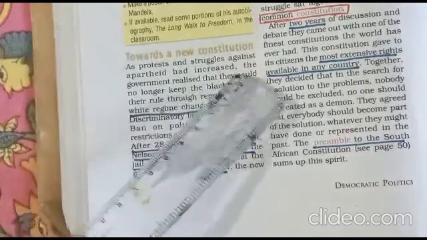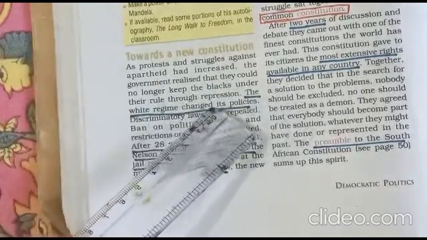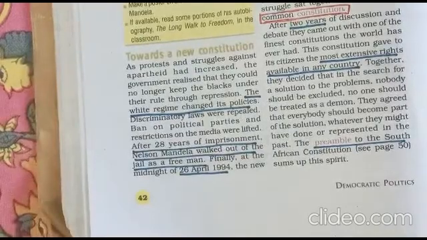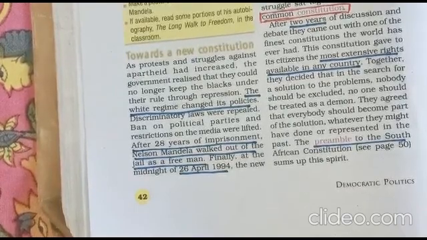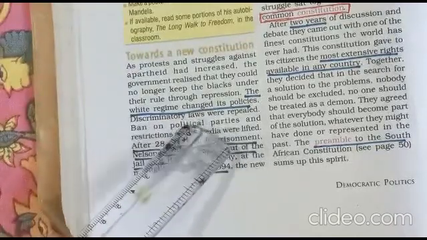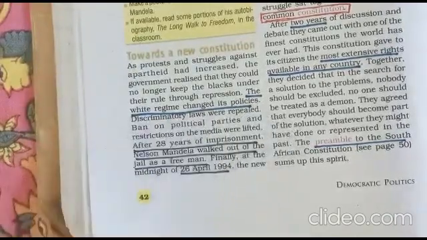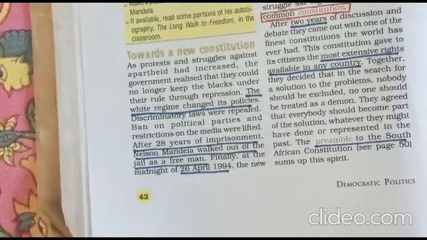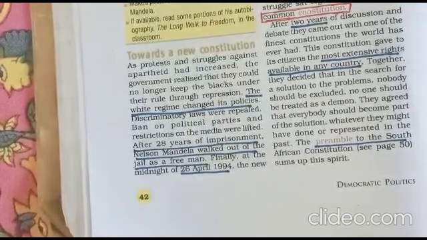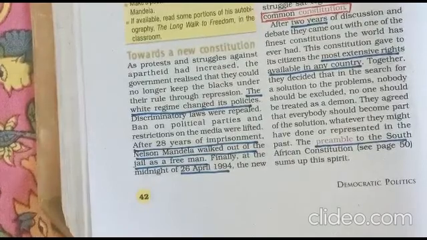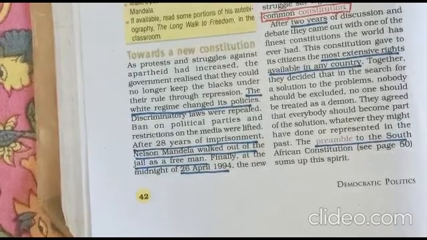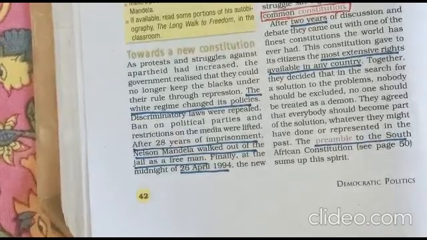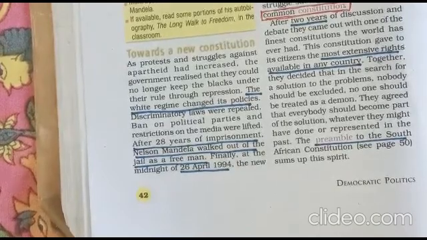The government realized that they could no longer keep the blacks under their rule through repression. The white government had realized that now we cannot suppress them any longer. The white regime changed its policies. The white government now decided that whatever they have done up till now needs to come to an end, as it happened in our country. There was a time when the British rulers decided that now it is the time to bring our power to an end, and that is how we attained independence.